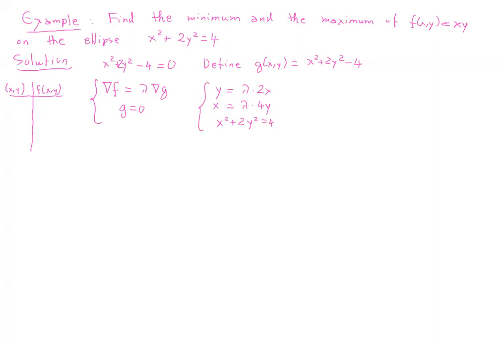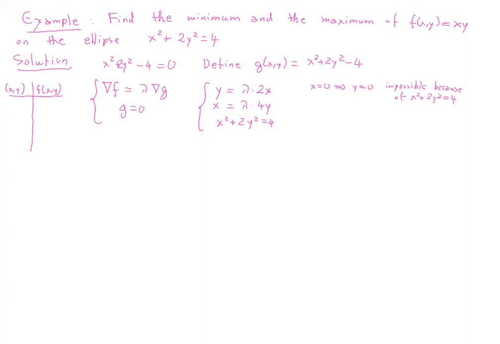So how do we solve this one? Actually, this one is solved with a similar consideration. So note that x cannot be 0. Why? If x were equal to 0, then the first equation would imply that y is equal to 0, and that's impossible because of the constraint, because of x squared plus 2y squared is equal to 4.